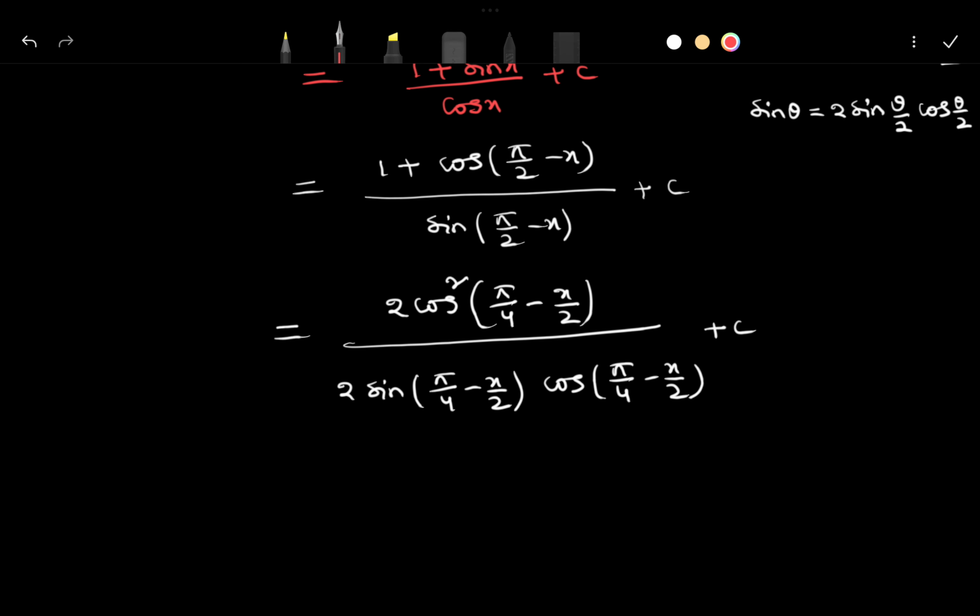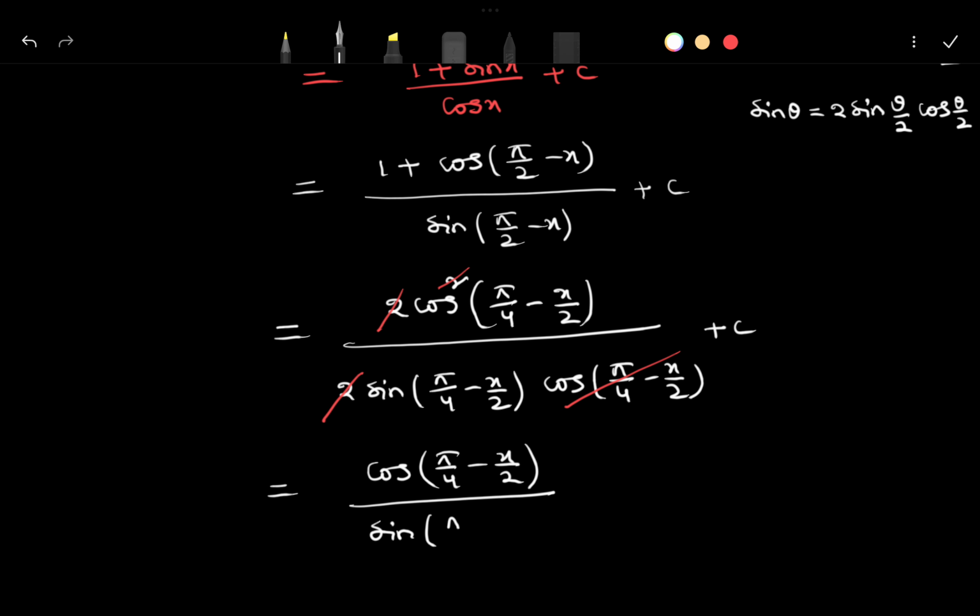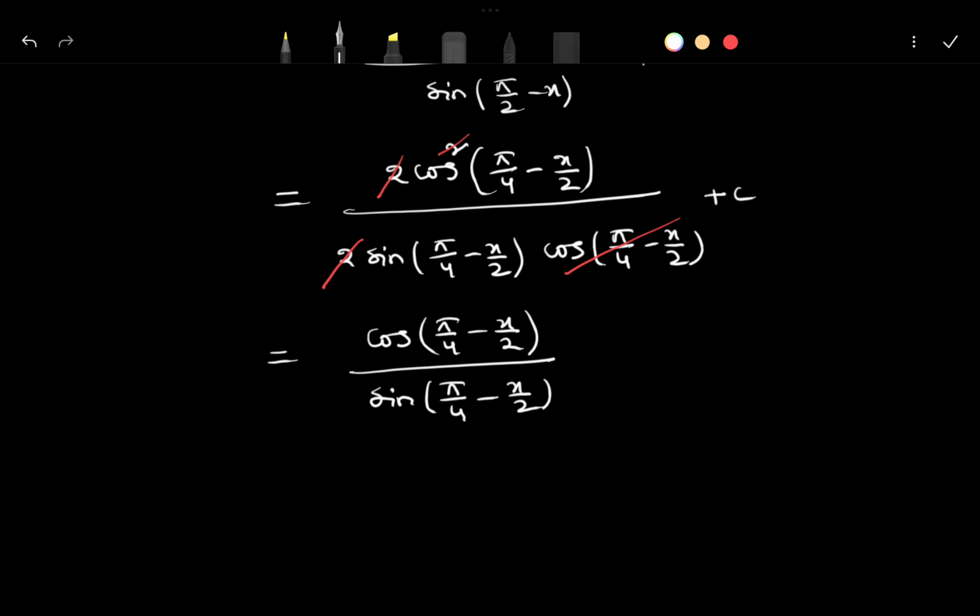Now you see what is common in the numerator and denominator? You can cancel the 2, and one cos of (pi by 4 minus x by 2) will be cancelled. The resultant value will be cos of (pi by 4 minus x by 2) whole divided by sin of (pi by 4 minus x by 2). So totally this value is equal to cot, since numerator and denominator have the same angle: cot of (pi by 4 minus x by 2). So this is the final answer.